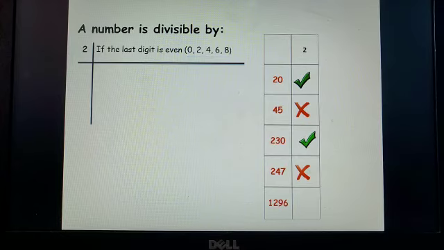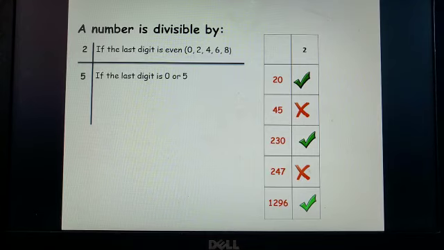The last one, 1296. The same rule applies. Is the last digit an even number? It's a 6, so yes it is. So 1296 is divisible by 2.